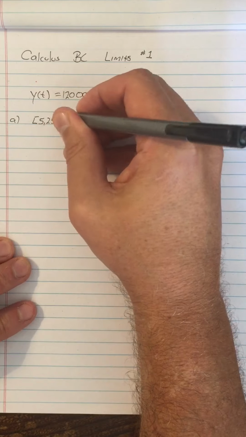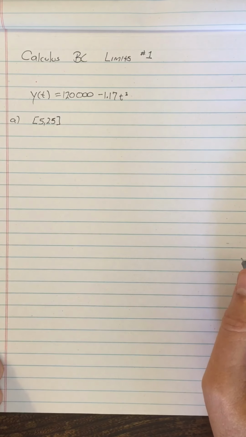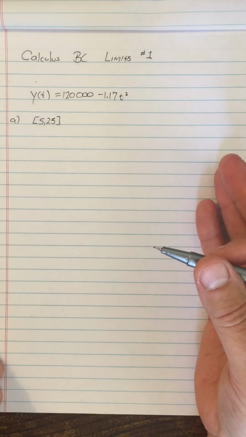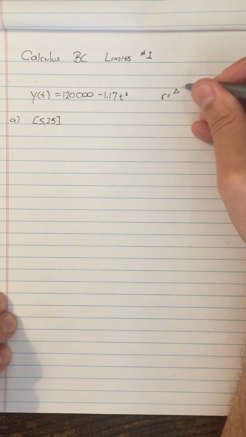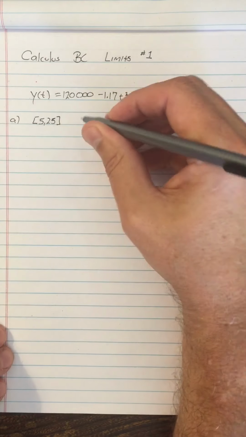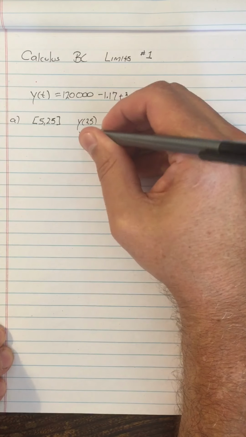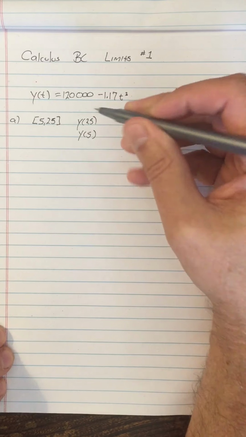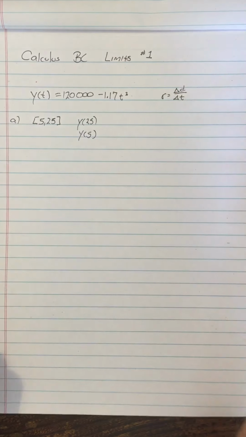All right, so our first team, team A, is using the interval from 5 seconds to 25 seconds. So what are we going to have to do to get the rate? We're going to have to get the change in distance and the change in time. So we're using rate as the change in distance over the change in time. All right, so we need to know what y of 25 is and what y of 5 is. And I'm going to try to be consistent with putting the larger time element first, just like for slope. Right?